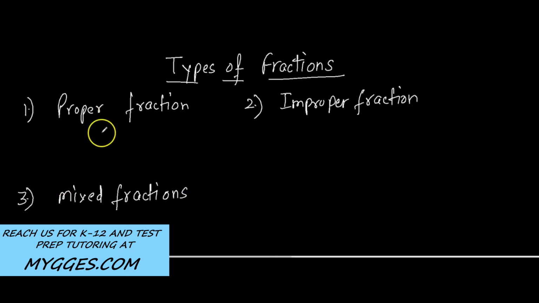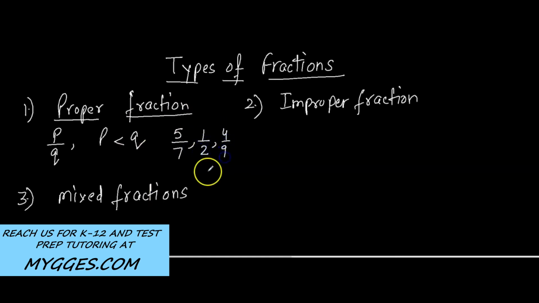Now, as you know, a fraction is always written in the form of P over Q. So, if we define the proper fraction, if your P is less than Q, then it's called a proper fraction. Or in other words, if your numerator is less than the denominator, then it's a proper fraction. For example, 5/7. Since the top number, or the numerator, is smaller than the denominator, it is a proper fraction. You can write more examples, say 1/2, 4/9, and so on.